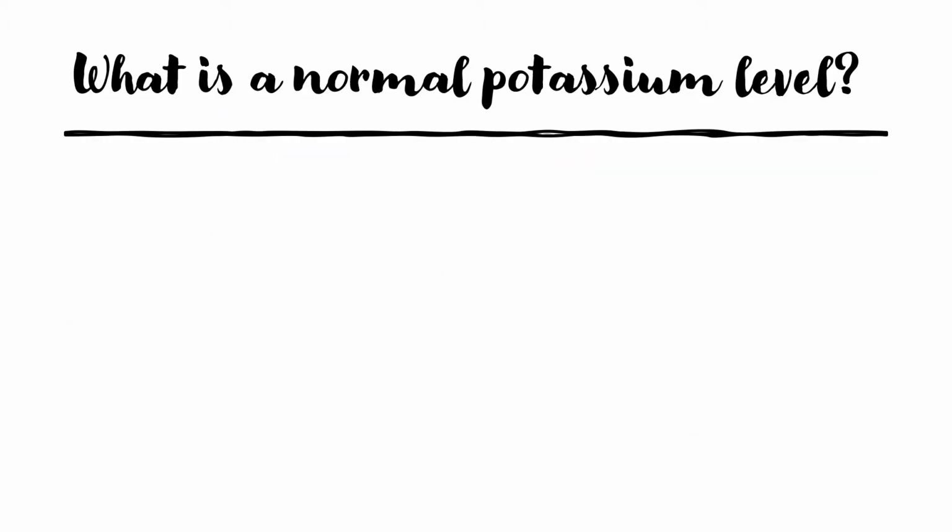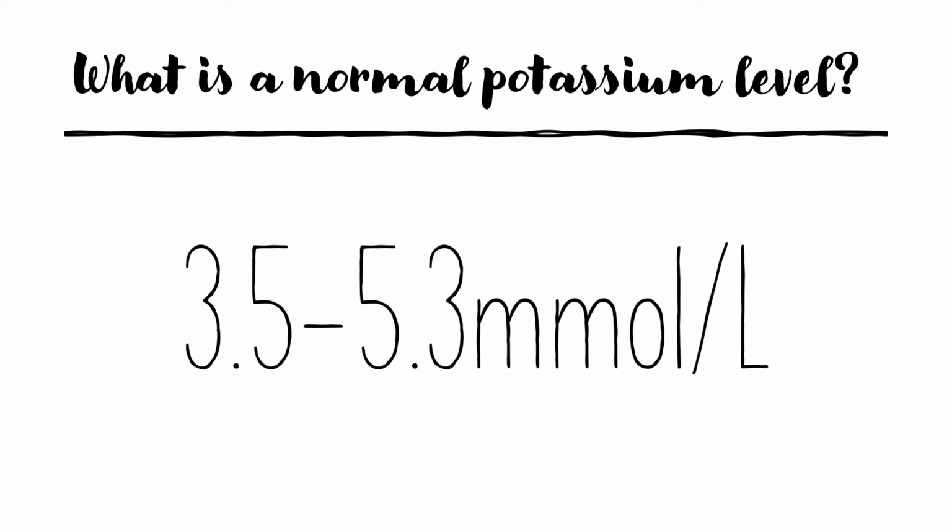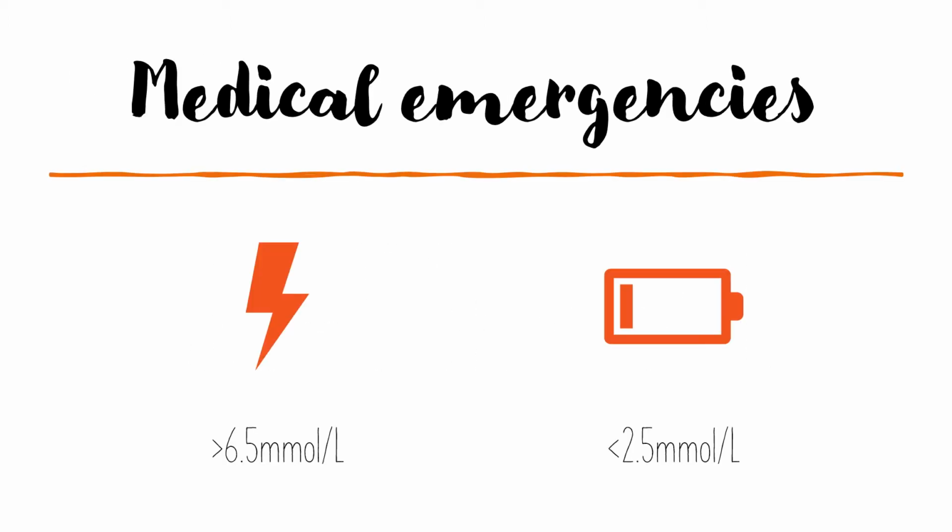So depending on who you speak to, you will get different ranges for the normal potassium. But essentially, the normal range for potassium is around 3.5 to 5.3 millimoles per litre. This particular reference range is from Lab Tests Online UK. Regardless of what you consider to be the normal range of potassium, most people agree that a potassium of greater than 6.5 millimoles per litre or lower than 2.5 millimoles per litre is a medical emergency.